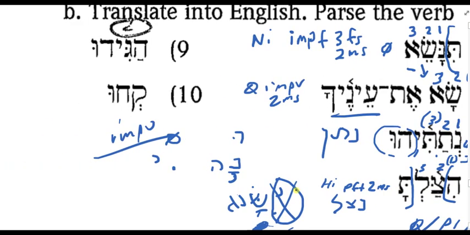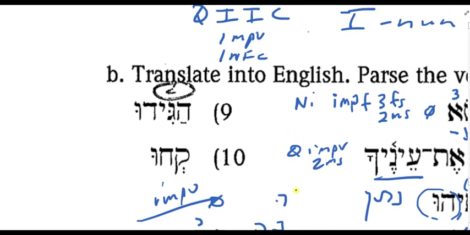Okay. Let's take a look real quickly here at number 9. I have higgidu. Say that with me. Higgidu. All right. Do you have an accent mark above your gimel? Okay, good. I got one of the first printings of this textbook, and it didn't have one, so I had to write mine in. But there you go.